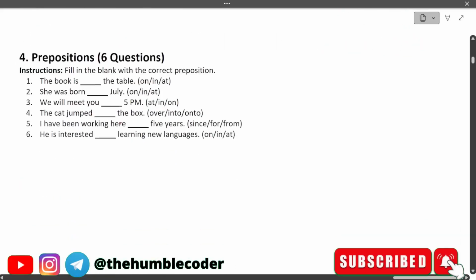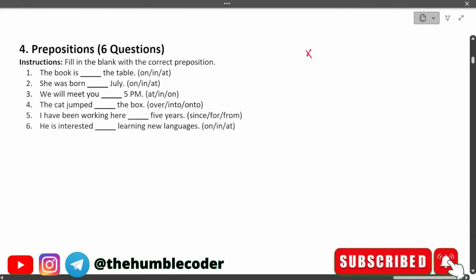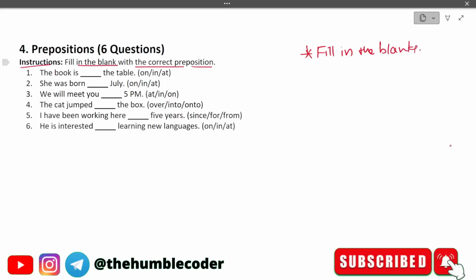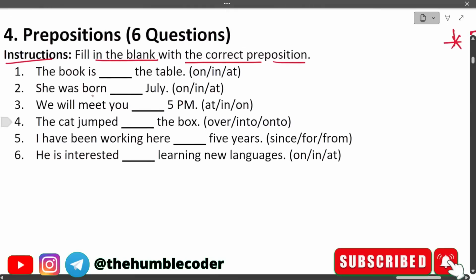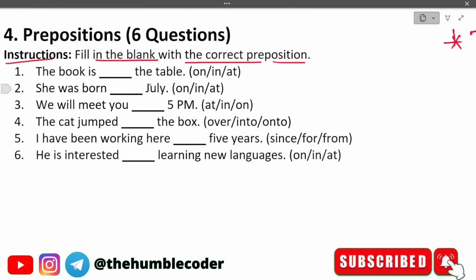Let's now quickly move on to the next set of questions, which is again going to be fill in the blanks. But the pattern here is we need to fill it with proper prepositions. Let's read the instructions that is given to us. Fill in the blank with the correct preposition. Let's start attempting with question 1. The first question is: the book is dash the table. The options that we have are on, in, at. The correct answer that we will fit in this option is the book is on the table.